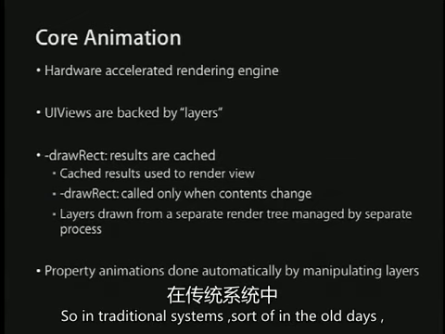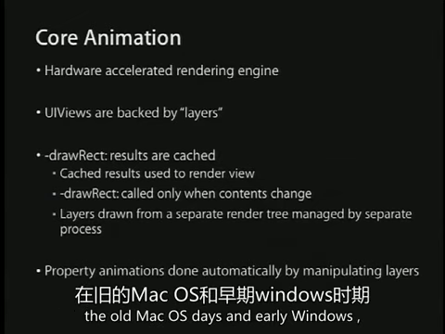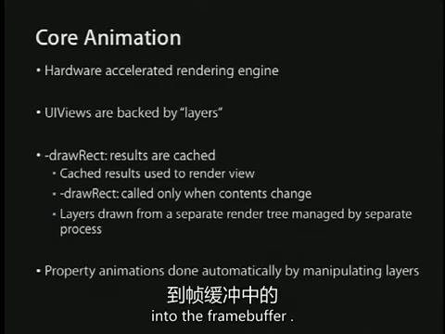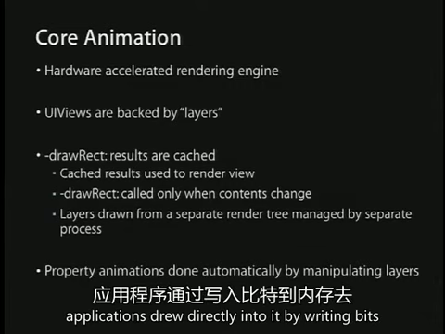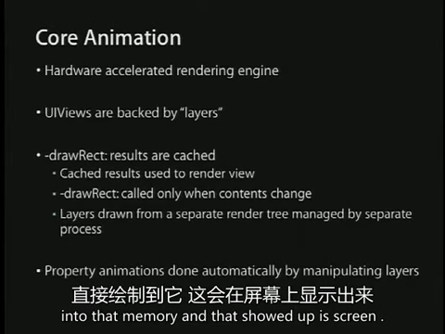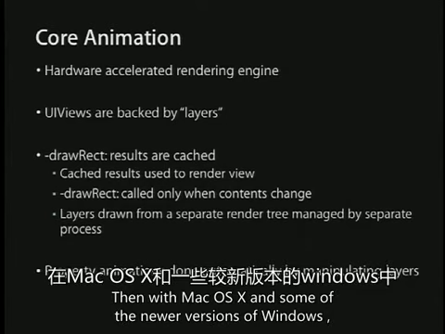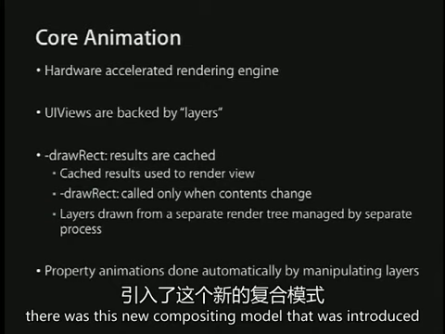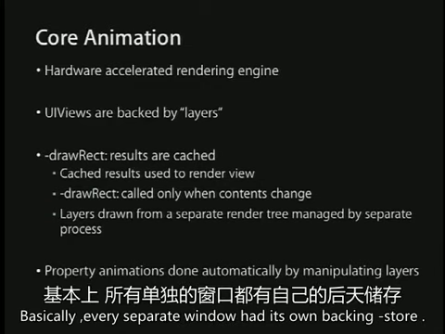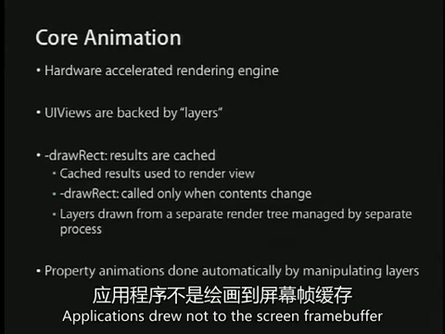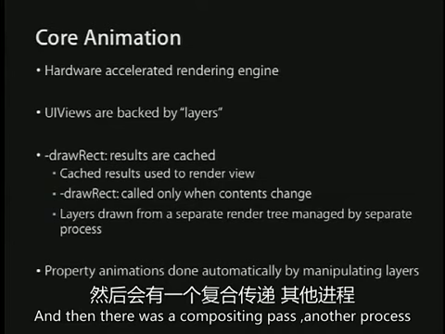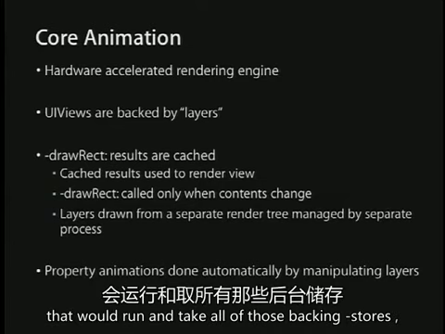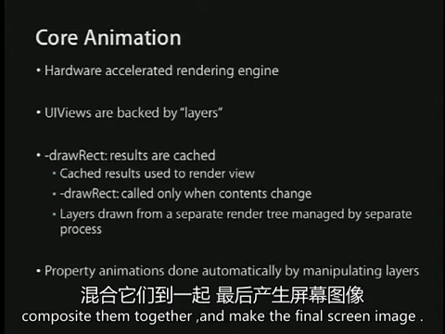So in traditional systems, back in the old Mac OS days and early Windows, applications were drawing directly into the frame buffer. You had a big piece of memory that represented what was on screen. Applications drew directly into it by writing bits into that memory, and that showed up on screen. Then with Mac OS X and some of the newer versions of Windows, there was this new compositing model that was introduced, which was really cool. Basically, every separate window had its own backing store. Applications drew not to the screen frame buffer, but into the window backing store. And then there was a compositing pass, another process that would run and take all of those backing stores, composite them together, and make the final screen image.